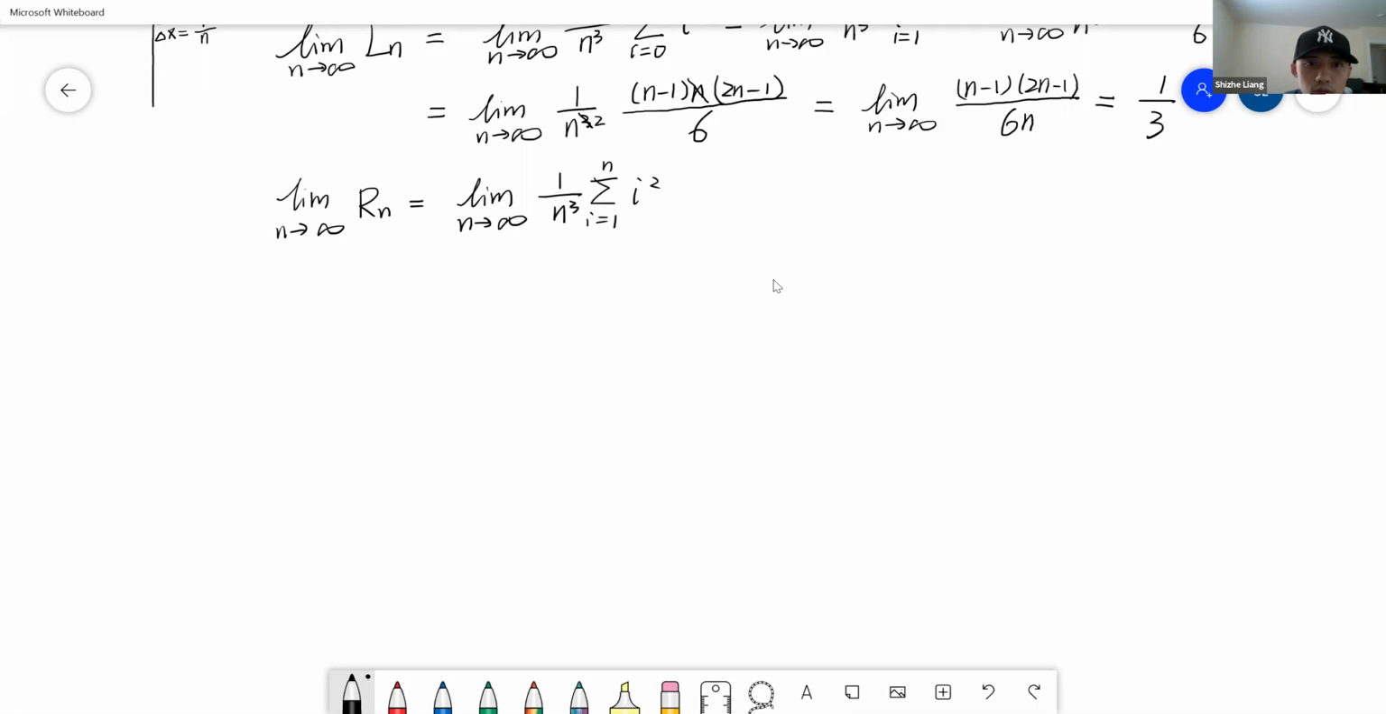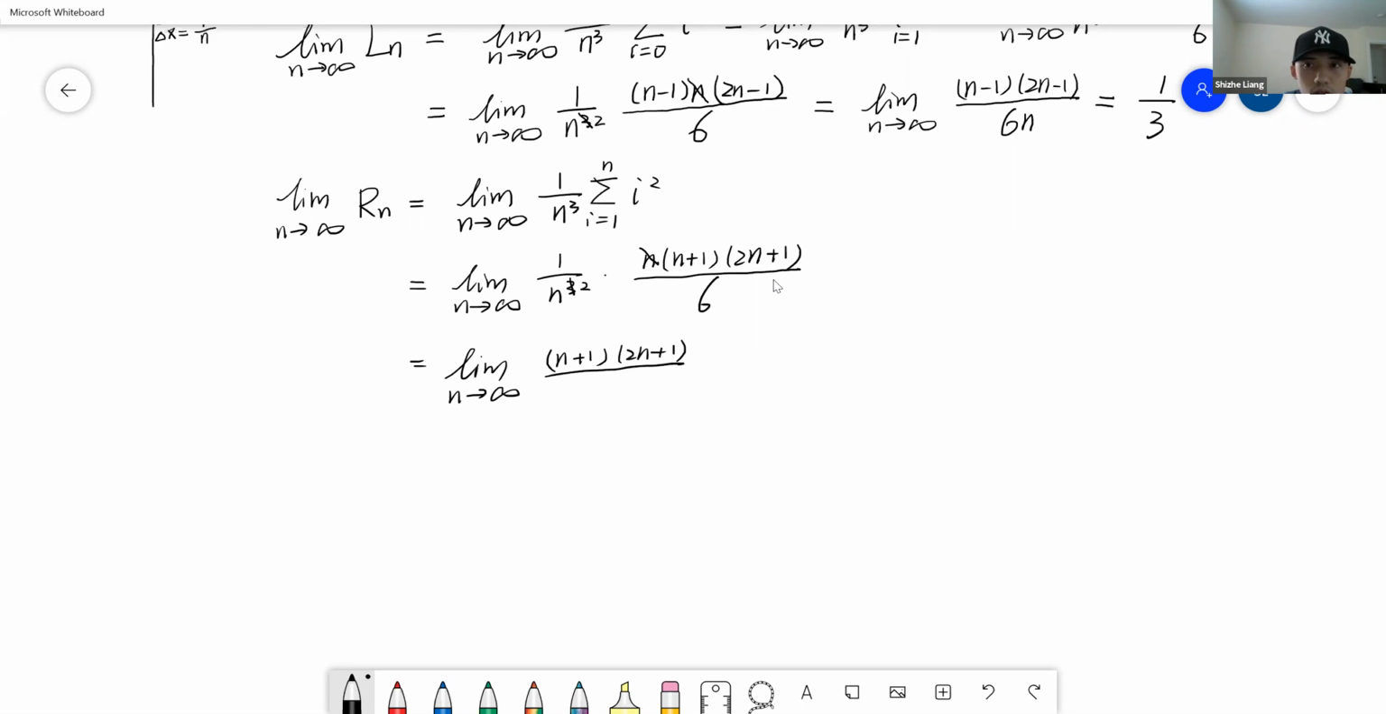Okay, so we're going to do the same thing. We're going to apply the sum of squares formula and get 1 over n cubed of n times (n plus 1) times (2n plus 1), excuse me, over 6. And again, n cancels with one of the n's on the bottom. So this gives us the limit as n approaches infinity of (n plus 1)(2n plus 1) divided by 6n squared. That means a square here.